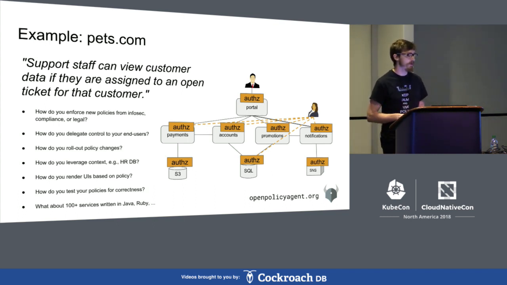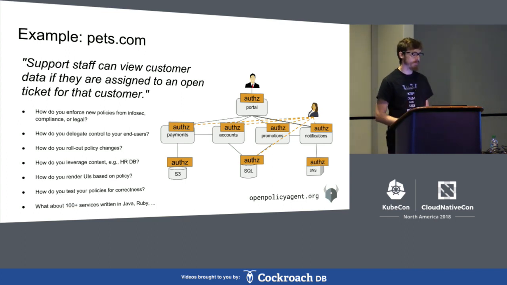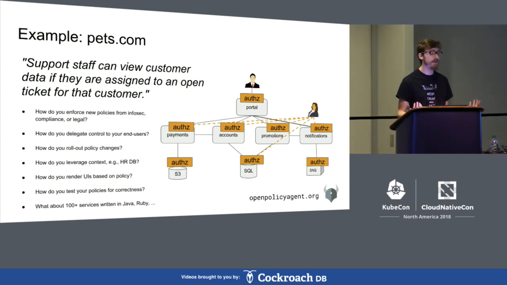So how do you handle those kinds of changes to the policy? Moreover, what happens if Bob says that he wants to have some kind of control over the permissions that are granted to his data, right? How do you delegate control over the policy to your end users? How do you roll out policy changes when they need to get updated?